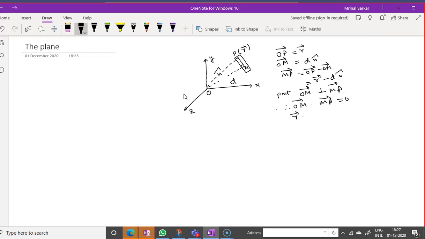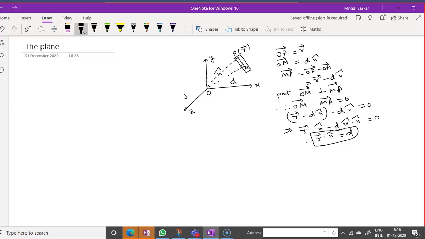This will give us r minus d n cap dot, so d into 0 will give you 0 only. r dot n cap minus d n cap dot n cap equal to 0. So this is the equation of plane in normal form. By using vectors, we got the plane in normal form like this.